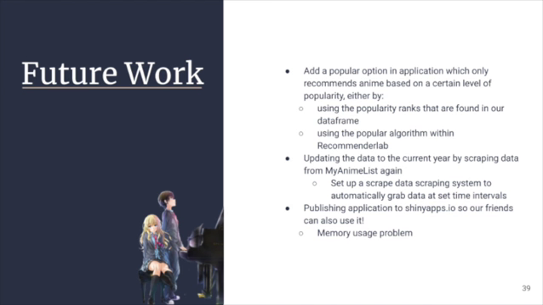Updating the data to the current year by rescraping from MyAnimeList would be a great step in making this project even more relevant. We could also set up a data scraping system so that the system automatically grabs data at set time intervals. We're also working on publishing the application to shinyapps.io so our friends can also use it. However, we encountered a memory usage problem and are going to have to slim it down or buy the premium version.